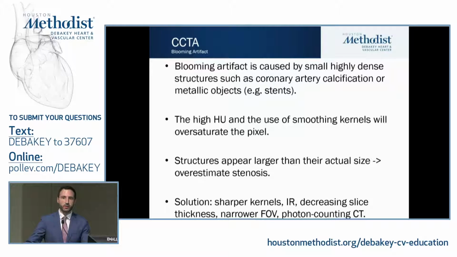Iterative reconstruction has also been proposed as a way to decrease the blooming. Decreasing slice thickness also can improve the spatial resolution so that we can see that lumen a little bit better. And we can use a narrower field of view. And most recently, with the advent of photon counting CT, which I think this institution will be getting soon, I think will also help alleviate some of that blooming artifact.